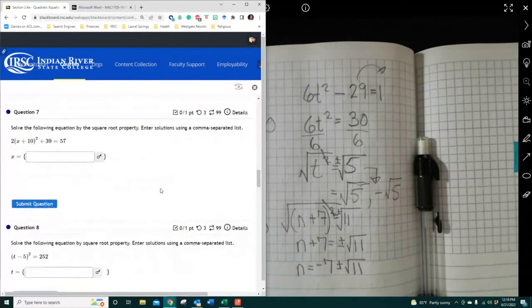All right, so we're doing the square root property. Now, this is no different. You would go ahead and subtract 39 from both sides. You divide both sides by 2, and then you would go ahead and square root both sides, and then subtract 10 from it. And when you square root it, it's plus or minus.